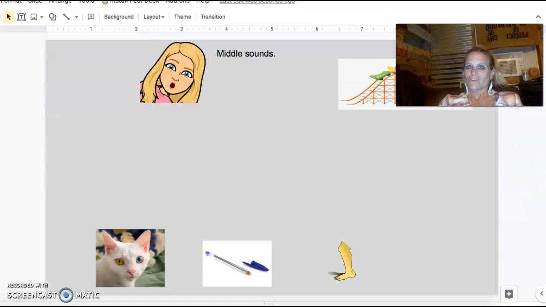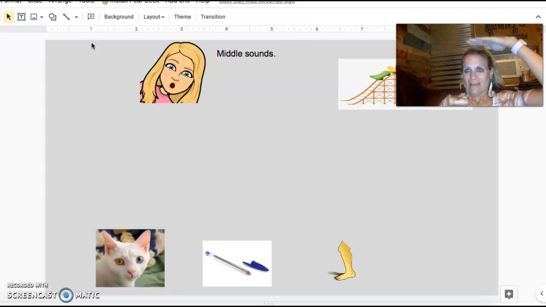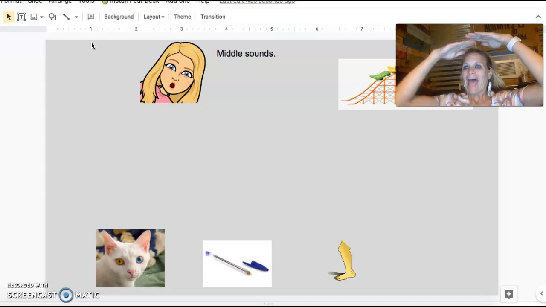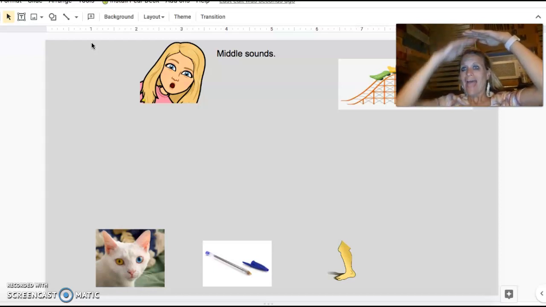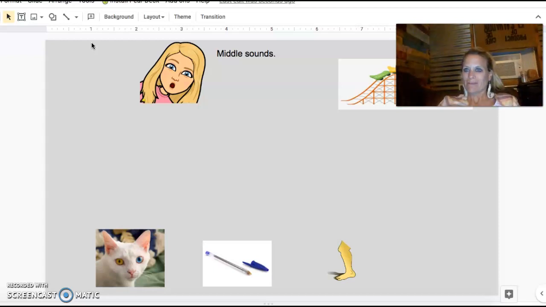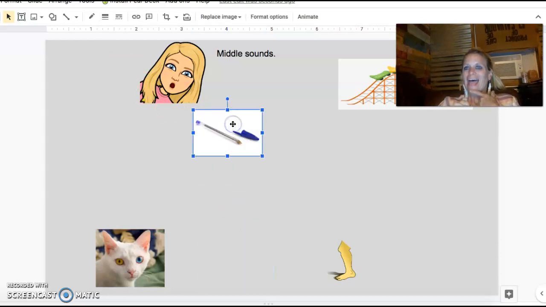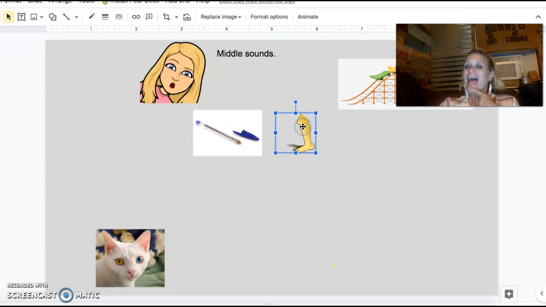Listen as I say these words. Which 2 words have the same middle sound? That middle sound is the sound up here. Listen to my words and tell me which has the same middle sound. Cat, nap, egg, leg. Which 2 had the same middle sound? Nap was an A sound, and egg, leg. They have the same middle sound.